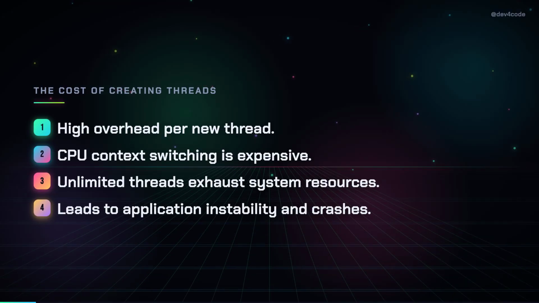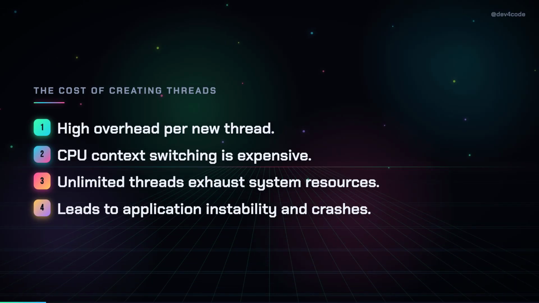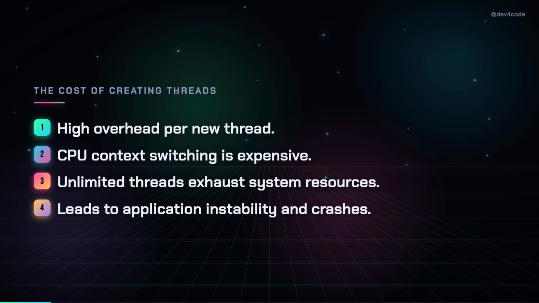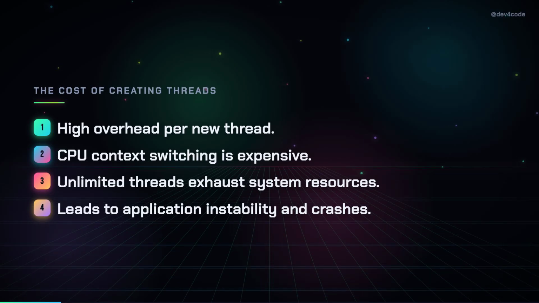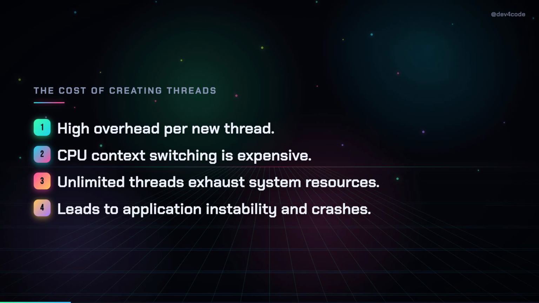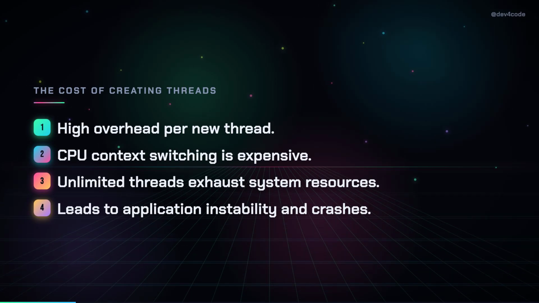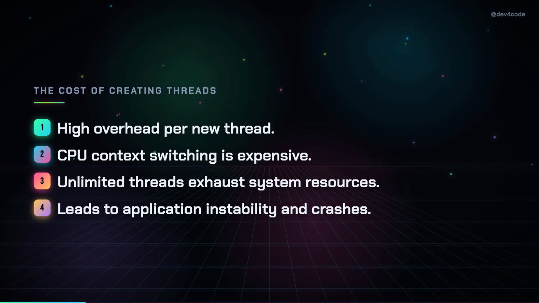This is incredibly inefficient. Each new thread requires allocating memory, CPU cycles for setup, and crucially, managing its lifecycle. And if you create too many, your operating system spends more time switching between them than doing actual work. This context switching is a major performance killer, exhausting CPU and memory, leading to application instability and crashes.